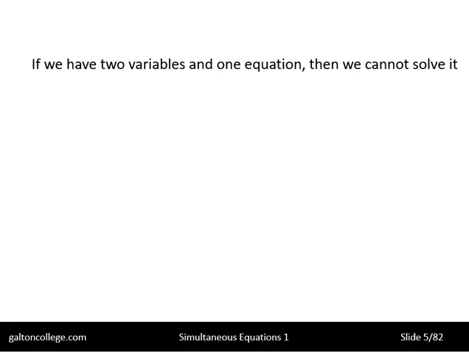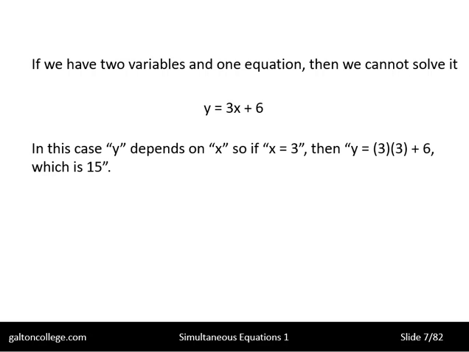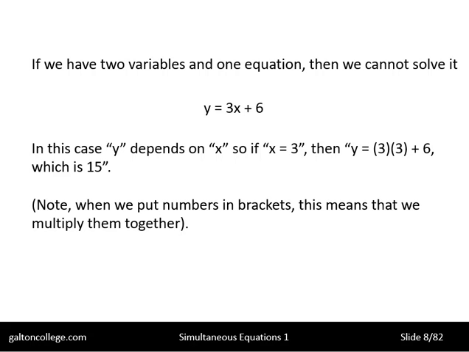If we have two variables and one equation, we can't solve it. If we have y equals 3x plus 6, in this case, y depends on x. So if x equals 3, then y would equal 3 times 3 plus 6. 3 times 3, 3 3s are 9, 9 and 6, 15. So y would equal 15.